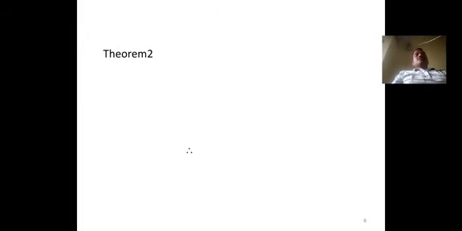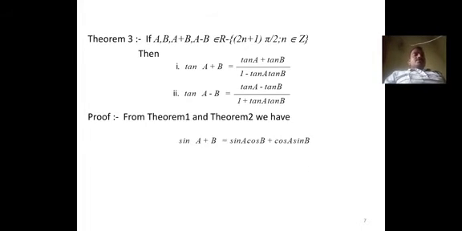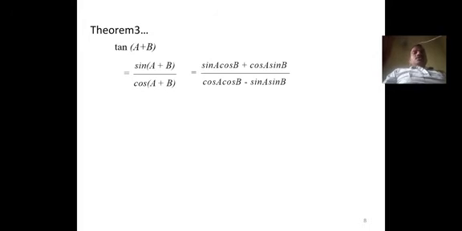With the help of sine of a plus b by cos of a plus b, you can divide numerator and denominator by sin a sin b. Then we can get the cot terms. Now some of the problems based on this.